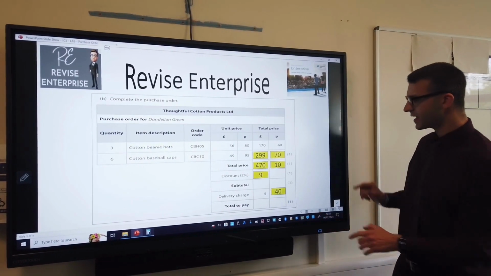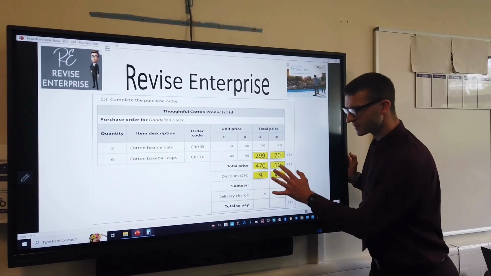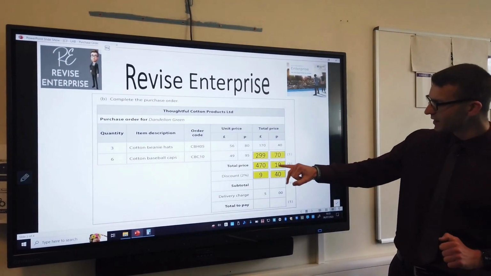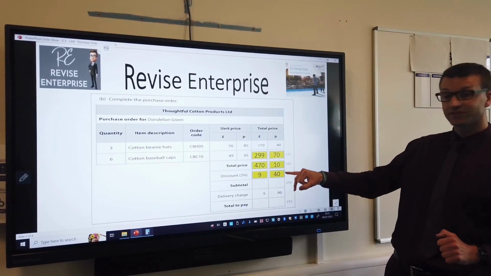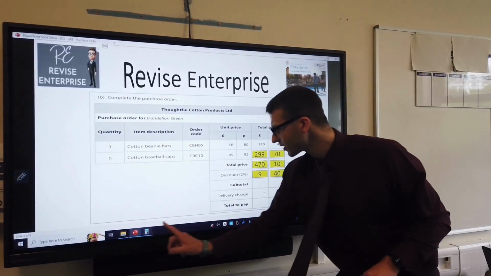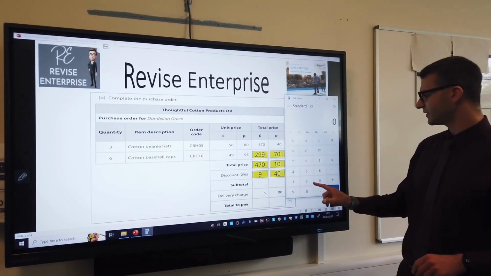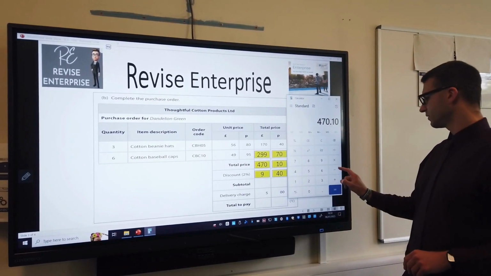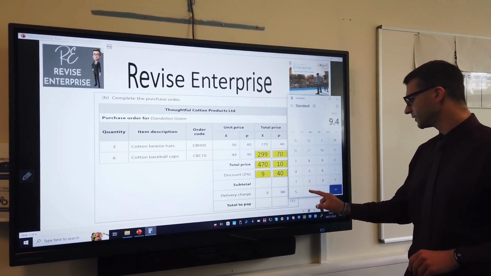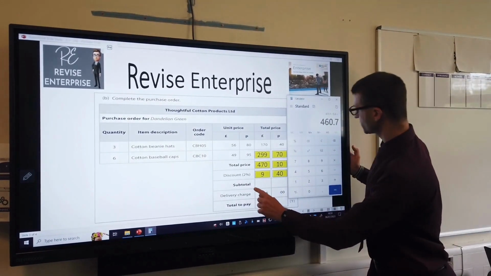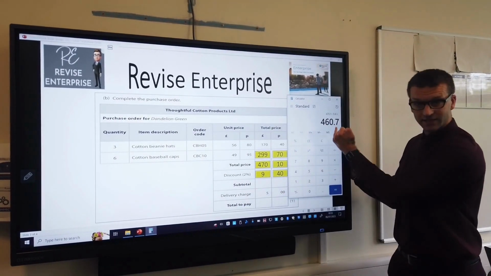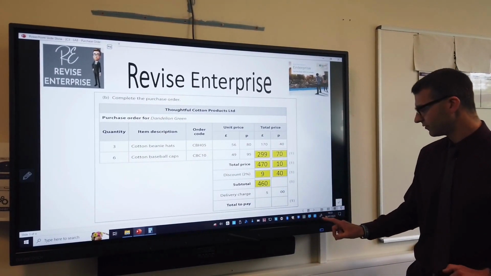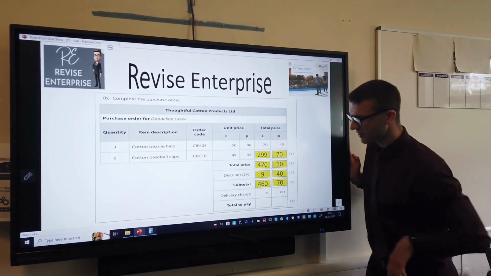So we're going to fill that in next. £9.40 is the discount. And then finally the subtotal, what we need to do here is work out the total price minus the discount applied. So again, use your calculator, use all the resources you can in the exam to help you. 470 and 10 pence minus your £9.40 gives you a subtotal here, guys, of £460.70. So fill that in at the next stage of your exam, £460.70.